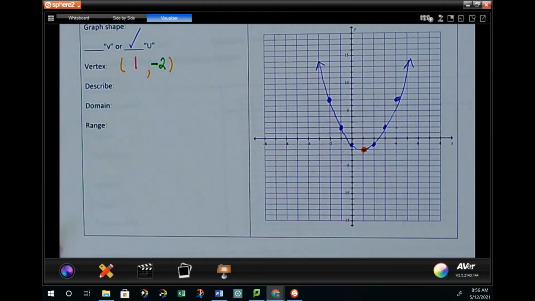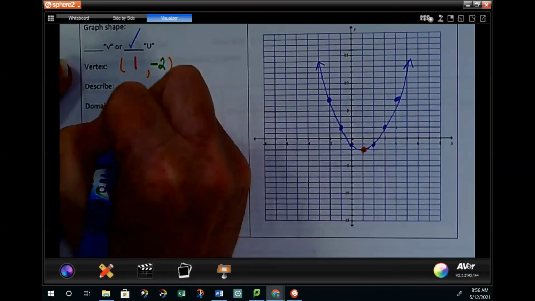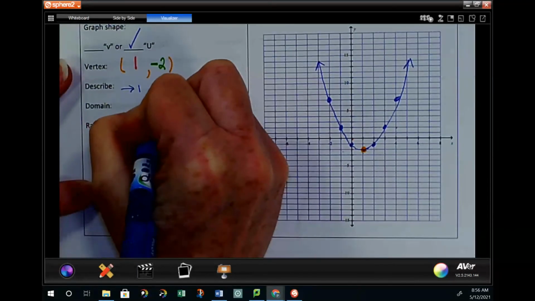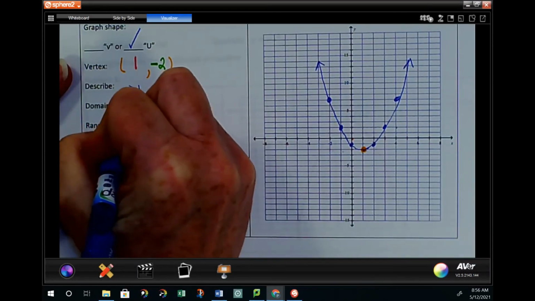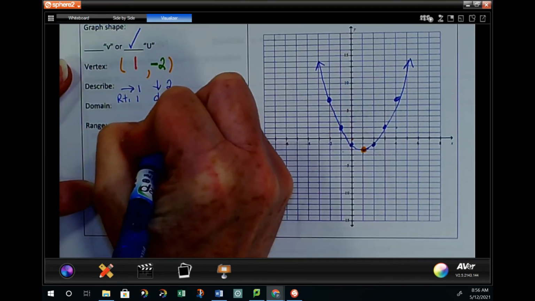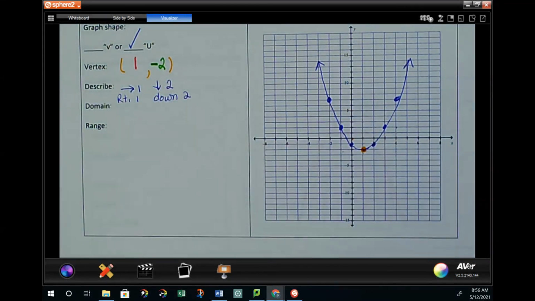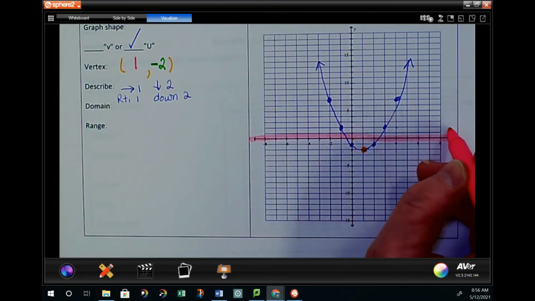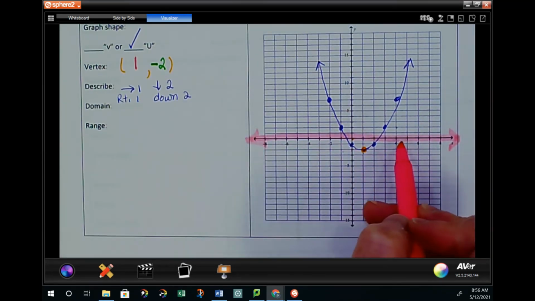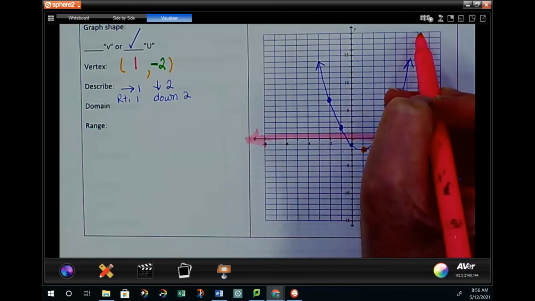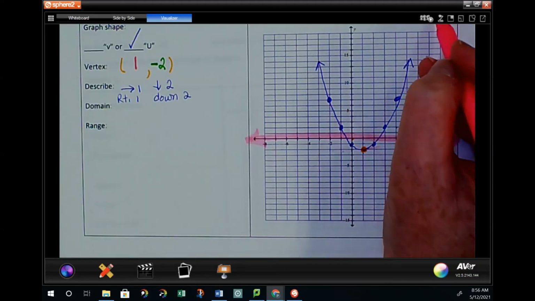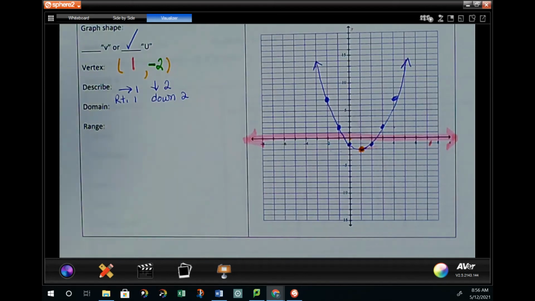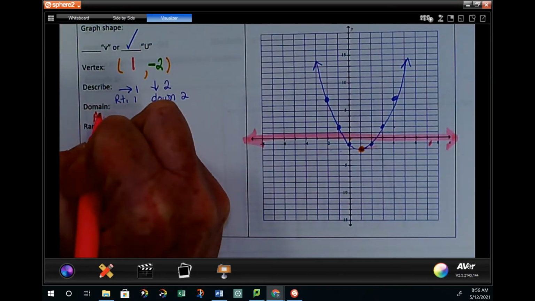Okay, so that's your nice U-shaped graph. That description is I move it right 1 and down 2. And again, for my domain in this case, the x values aren't changing. They're consistently going on forever because I can keep going. I can go over 4 up 16, over 5 up 25, over 6 up 36, over 7 up 49. It's going to continue, it will never stop. So that's why it's all real numbers.